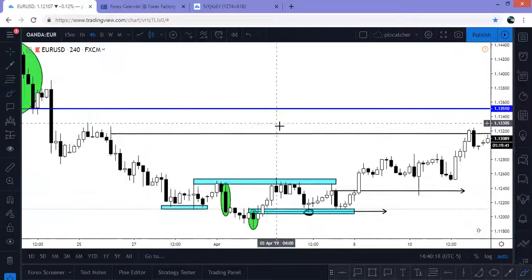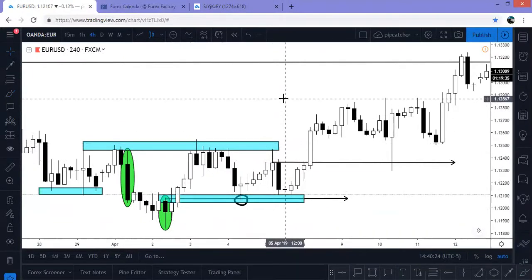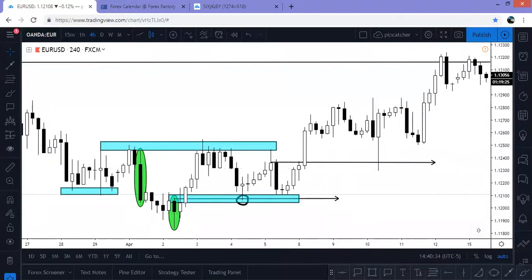Okay, so you guys got to think there's liquidity always on both sides of the market. Somebody is always selling when you're buying, and somebody is always buying when you're selling. Remember that. Okay, so right here we have another.